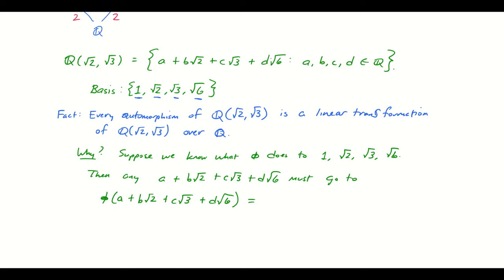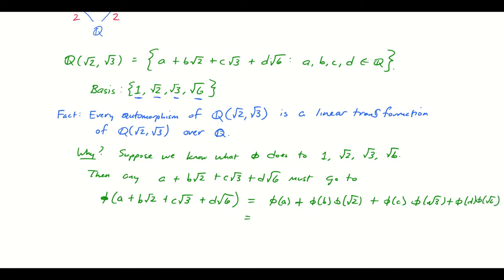Okay, well that has to go to phi of A plus, and I'm just going to use properties of homomorphisms en masse here, phi of B, phi of root 2, plus phi of C, phi of root 3, plus phi of D, there we go, phi of root 6.